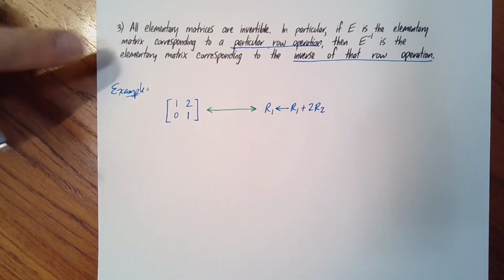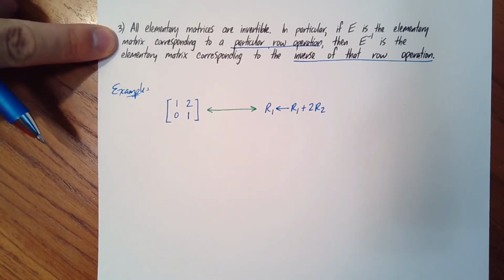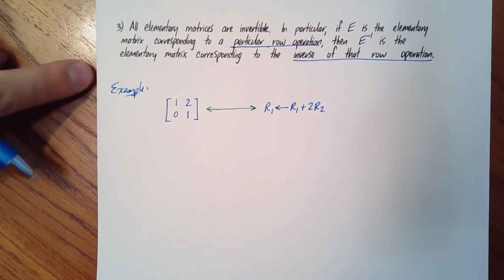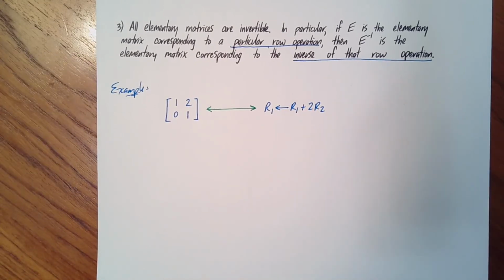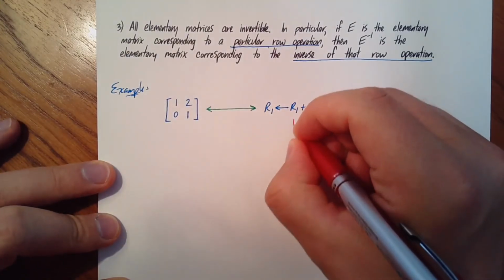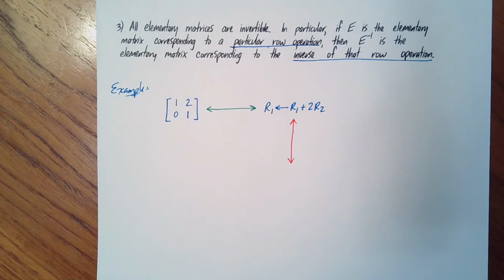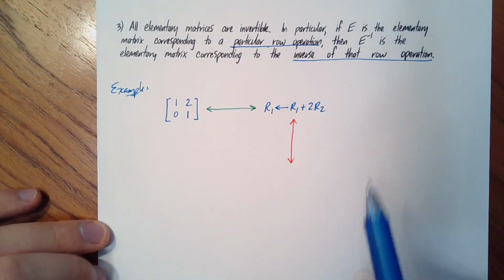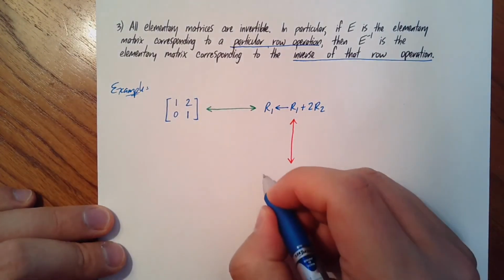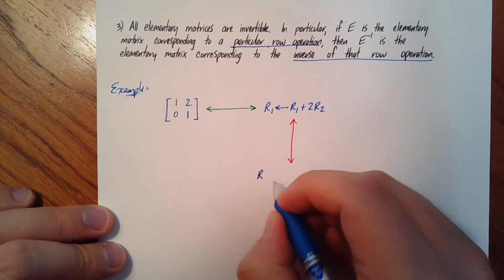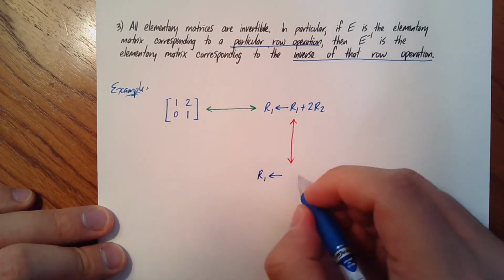Now, in this remark, we mentioned something called the inverse of the row operation. Well, what would the inverse of a row operation be? Let's talk about the inverse of this row operation. I'm taking row 1 and adding row 2 twice. The inverse of that operation would be, instead of adding row 2 twice, to subtract row 2 twice.